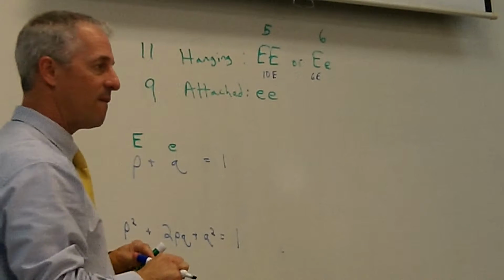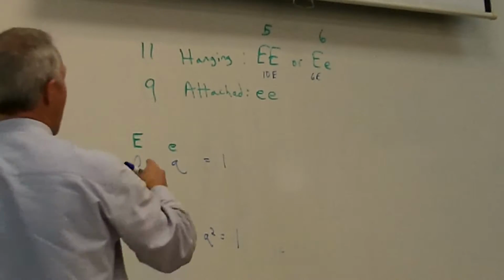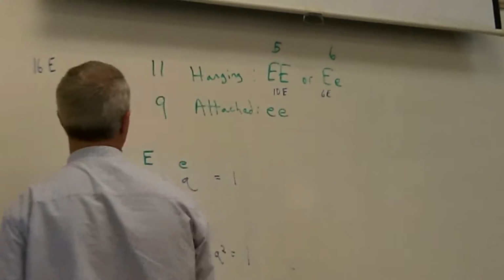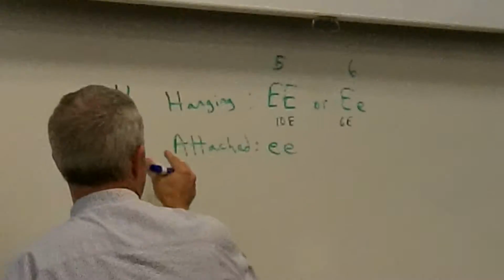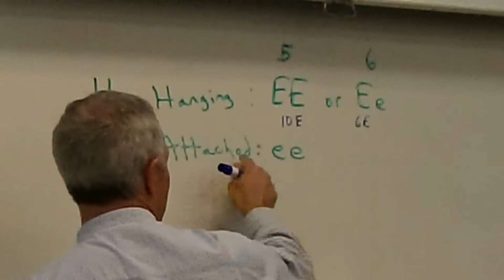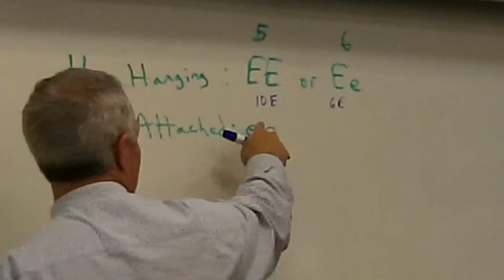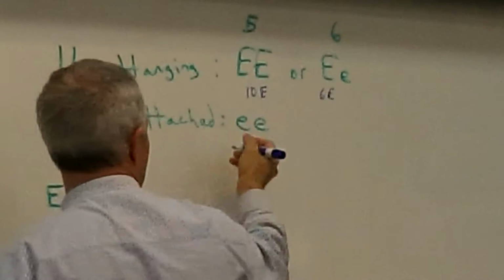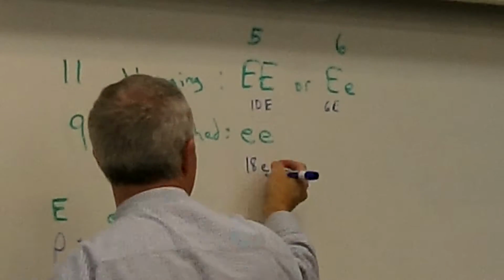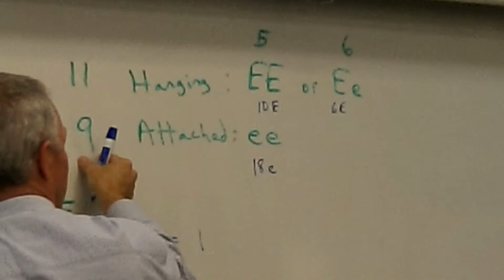Y'all see? Let's figure out how many little e alleles we have. These 9 people with attached earlobes are little e. How many alleles are those? 18. 18 little e alleles for these 9 people.